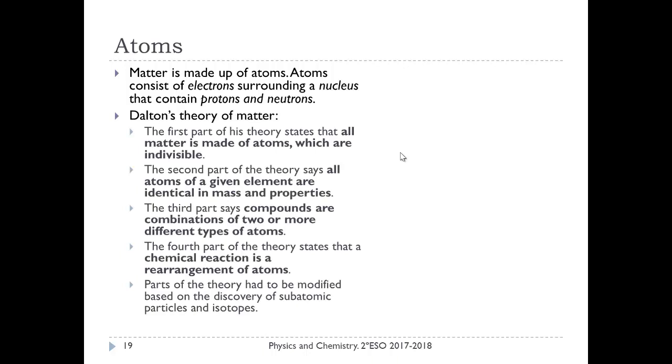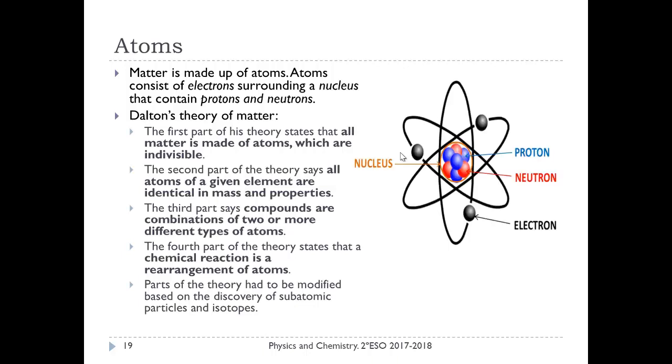All matter is made up of atoms which are indivisible. All atoms of a given element are identical in mass and properties. Compounds are the combination of two or more different types of atoms, and chemicals are arranged in a chemical reaction.